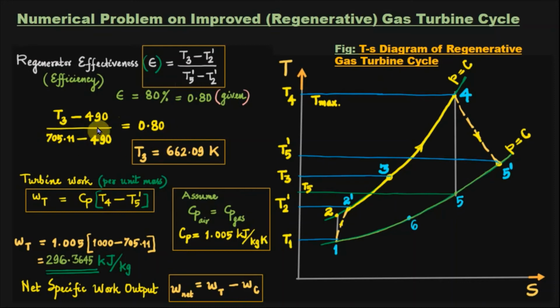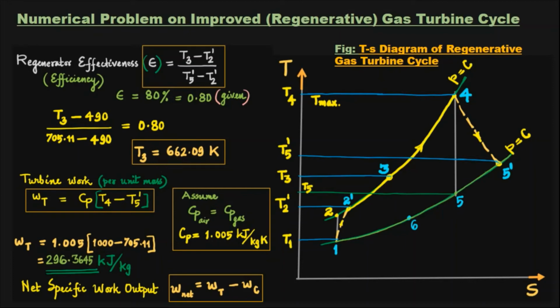For T3 minus T2 dash, we know the temperature of compressed air coming out of the compressor is given in the problem as 490 Kelvin. So (T3 - 490) / (705.11 - 490) = 0.8. Now T3 is the only unknown in this. If you operate this fraction and solve for T3, you will get T3 equal to 662.09 Kelvin. So that is the temperature of the air coming out of the regenerator which is going into the combustion chamber.